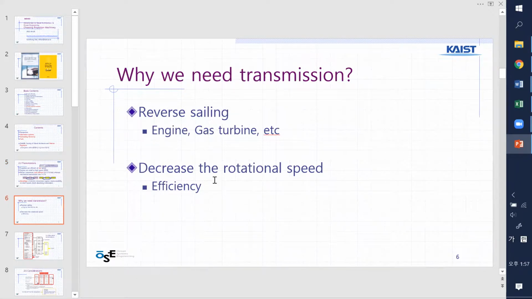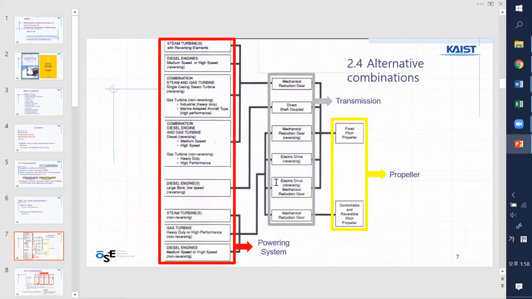So why do we need a transmission? Because of the RPM difference, and also for reversing. Sometimes we need to go backwards, same as a car. You need to switch your gearbox to reverse mode. But an engine is not easy to reverse in rotation, so that is what the gearbox is for. Also, for slow speed and high speed, you need to have a gearbox system.